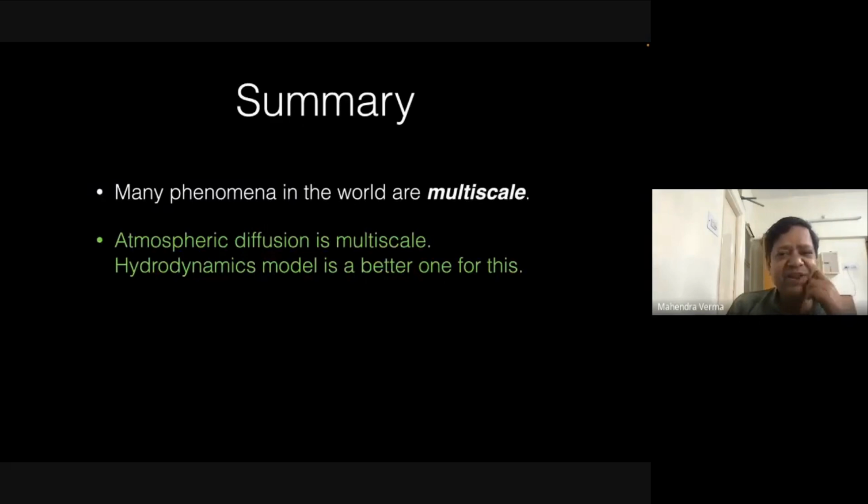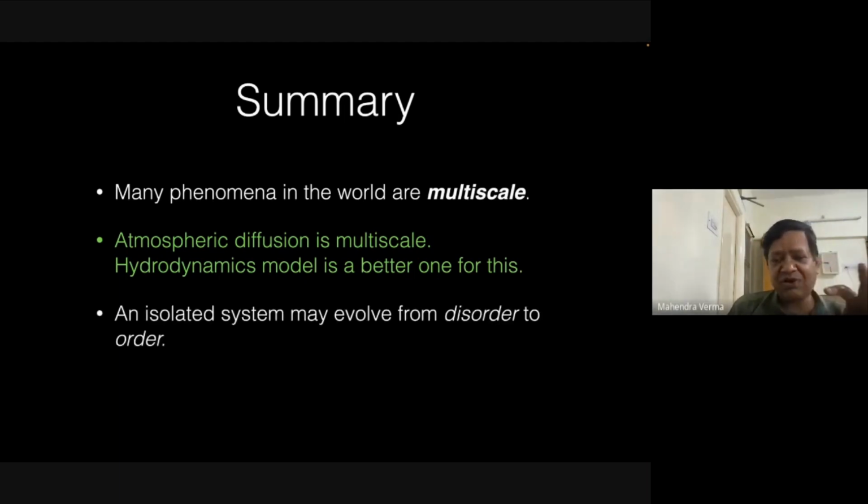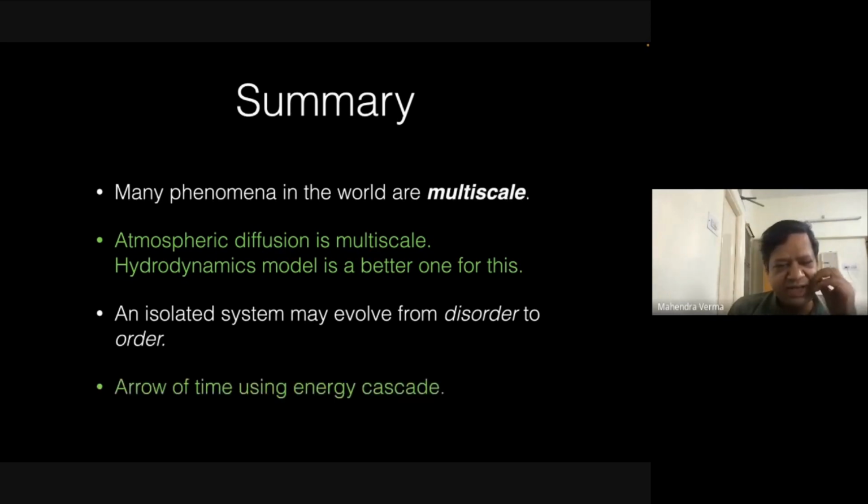So, in summary, many phenomena in the world are multi-scale. I gave some concrete examples, where I showed that atmospheric diffusion is multi-scale, and a hydrodynamic model is able to explain it, which Brownian motion definitely does not. An isolated system may evolve from disorder to order, and the concrete example is 2D Euler flow, and the arrow of time using energy cascade. These are some concrete examples.